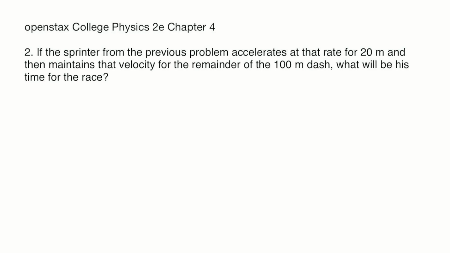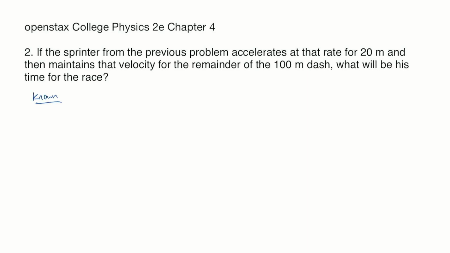In this problem, we have the sprinter from the previous problem, and we know that now he accelerates at that rate that was given in problem 1 for 20 meters and then maintains that velocity for the rest of the 100-meter dash, and now we need to find his time for the race. All right, so let's write down what we know.